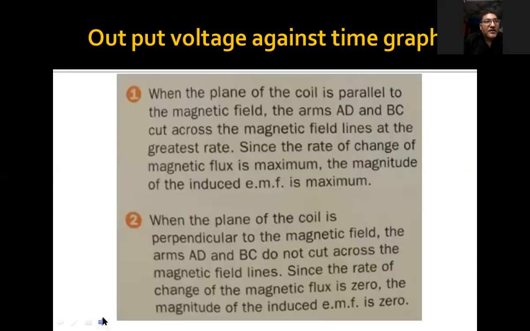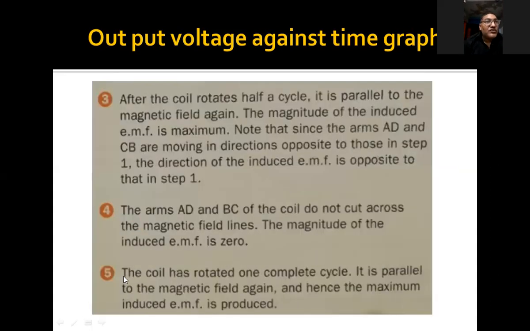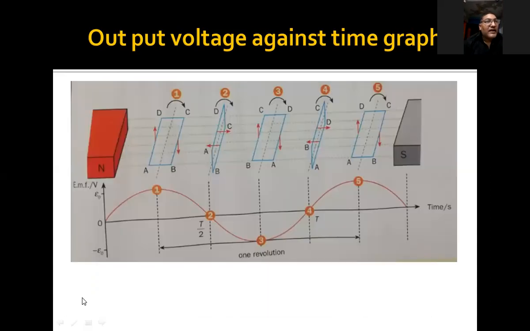Now, when the plane of the coil is perpendicular to the magnetic field, the arms AD and BC do not cut across the magnetic field lines. Since the rate of change of magnetic flux is zero, the magnitude of the induced EMF is zero. And I can show you, he's talking about this second position.